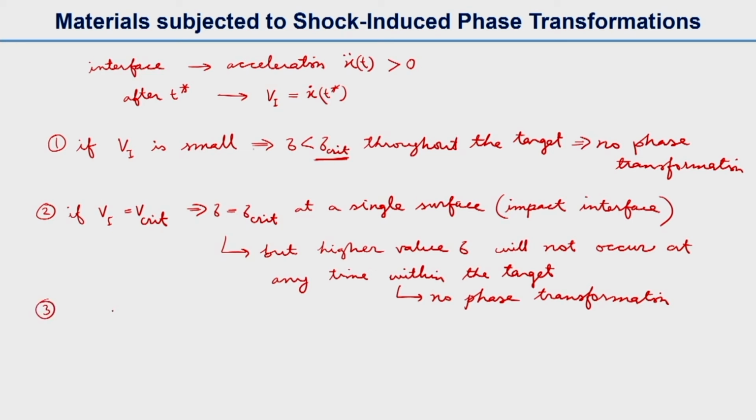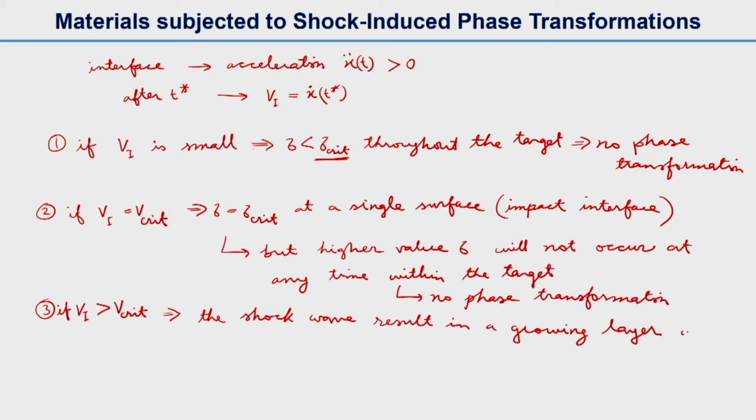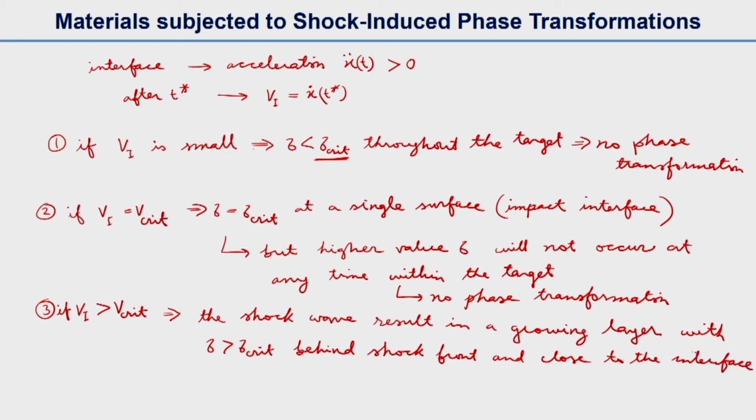And the number 3 case is if Vi is even slightly higher than the critical value, if Vi is higher than V critical, what will happen is the shock wave will result in a growing layer with a material that has sigma greater than sigma critical behind the shock front, which is close to the impact interface. Interface always means the impact interface here.